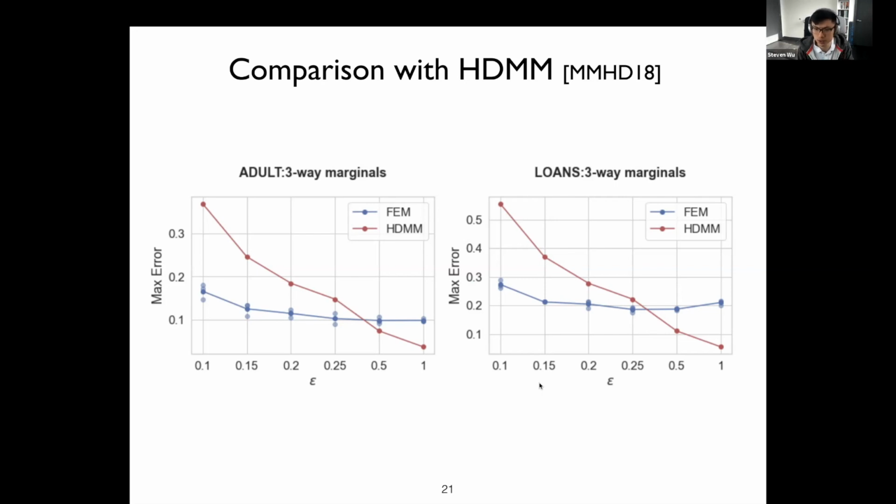But what's nice about FAM algorithm is that it tends to do better in regimes where you have a stringent privacy budget. So if the epsilon required by the algorithm is small, in this case we take the adult and the loans data sets and try to make epsilon smaller than 1, our algorithm will have better accuracy than HDMM. But if you increase the epsilon, HDMM tends to outperform.